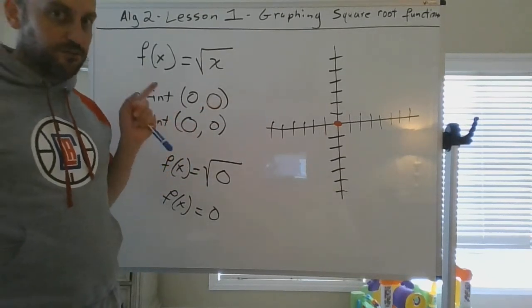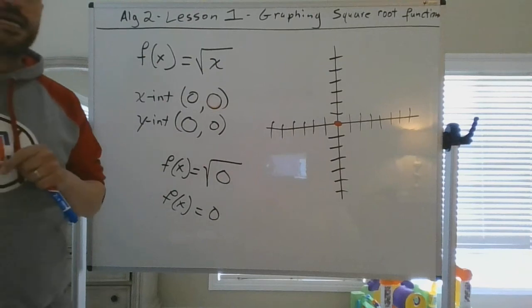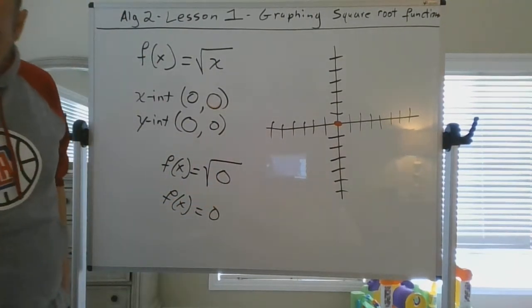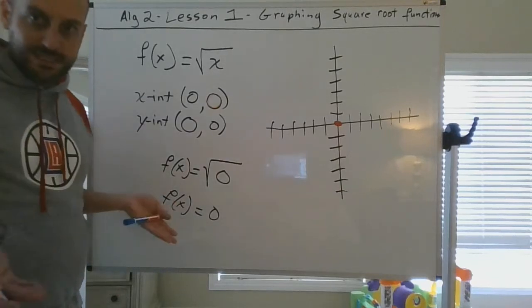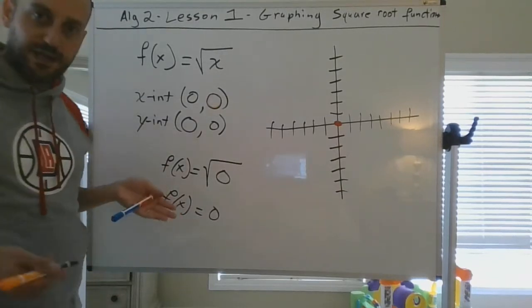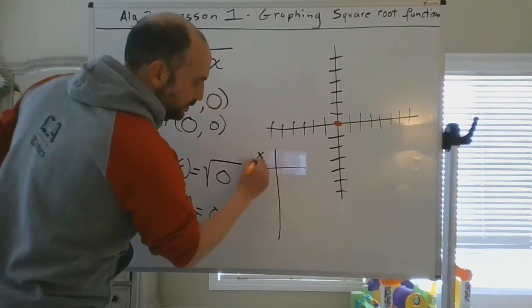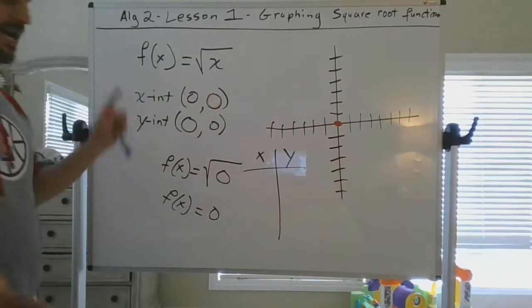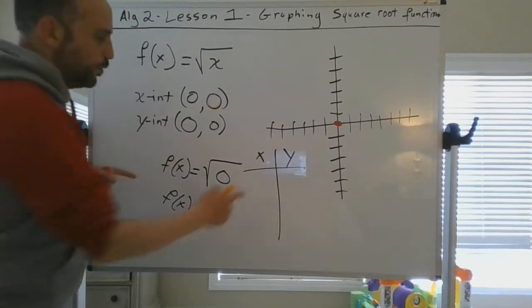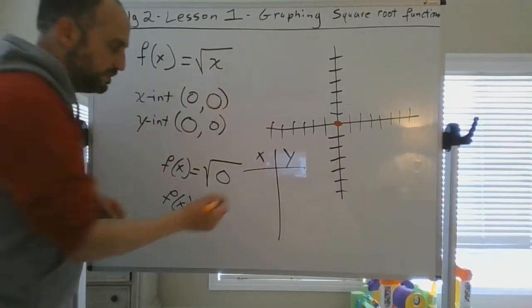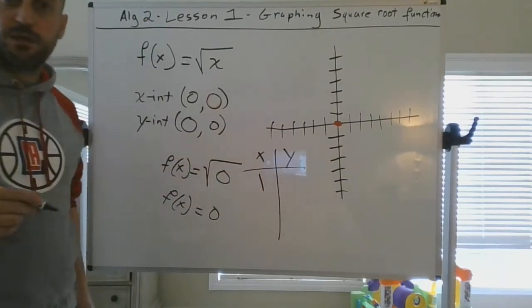Well, let's continue here. For our purposes, I want to make a quick t-table. I want to make it quick just to get an idea of what this looks like. We're not going to do this every time. I just want to get an idea of what this looks like. So I'm going to make a quick t-table. And I'm going to ask myself, what do I want to plug in the place of x? Let's plug in something very easy, like 1.